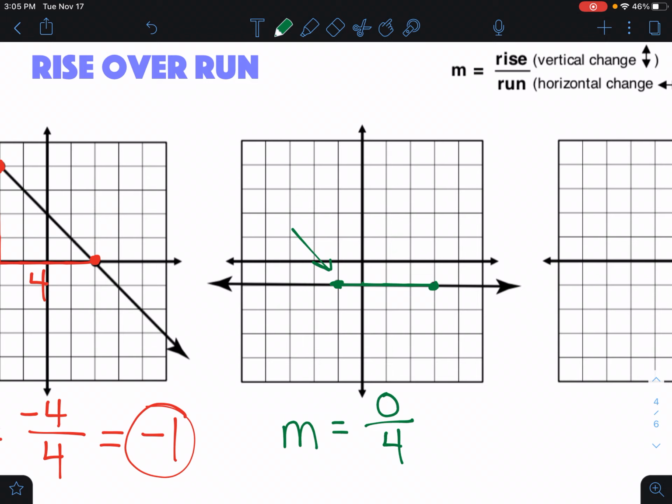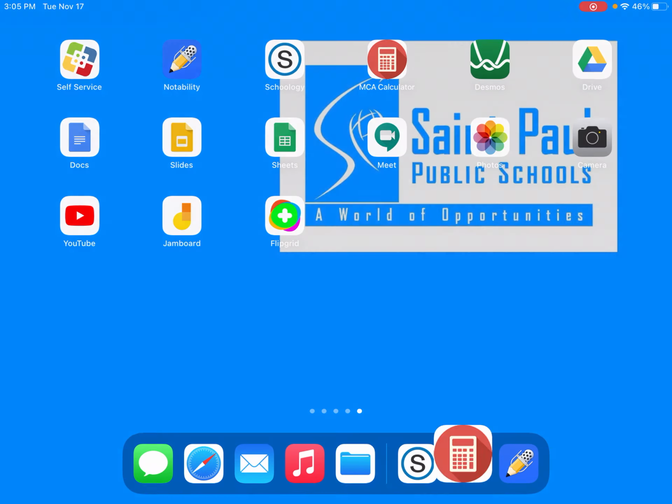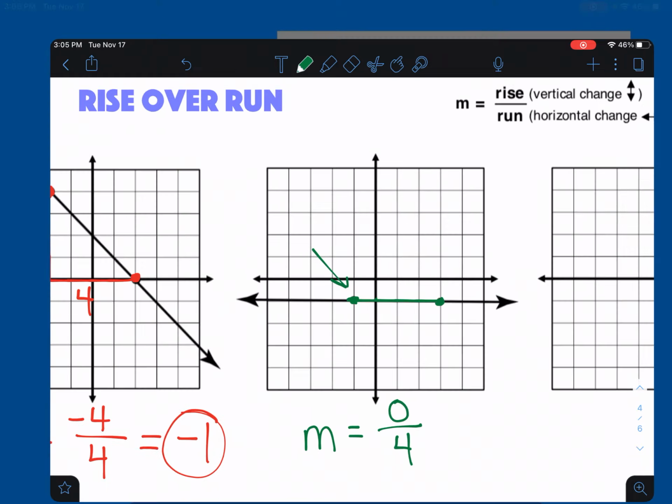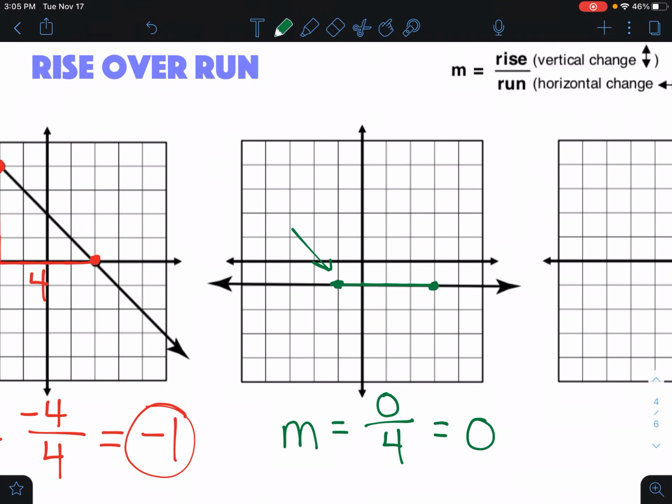So then you go to your calculator. You're going to go 0 divided by 4. Math. Press enter a couple times. Notice you get 0. Okay, so that's what I've got. That's the answer you want to write for your slope, not this.